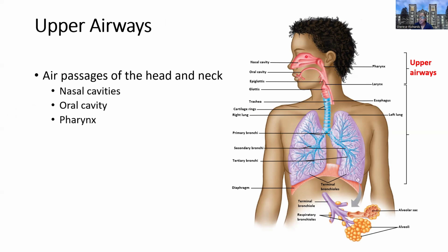When we talk about things like upper respiratory infections or upper respiratory inflammation, that is going to be anywhere along the nasal cavity, pharynx, and then parts of the larynx.